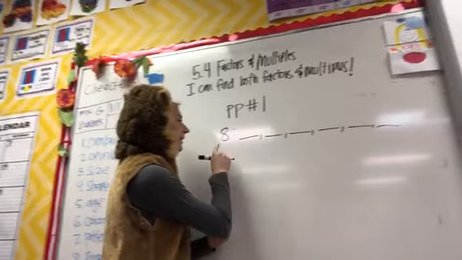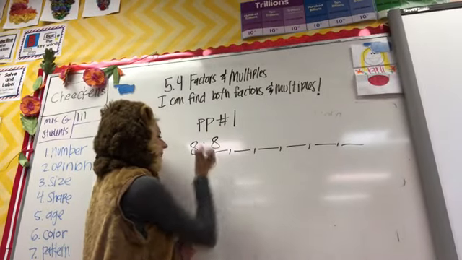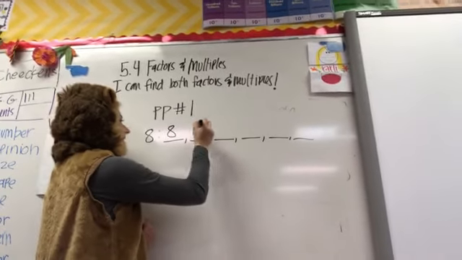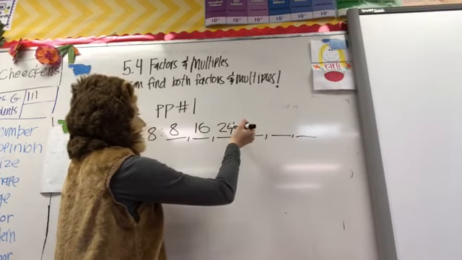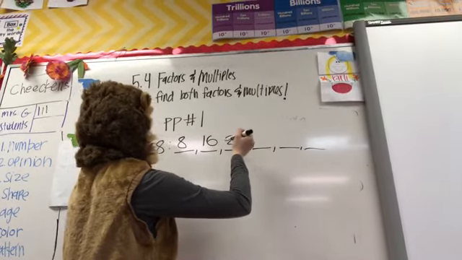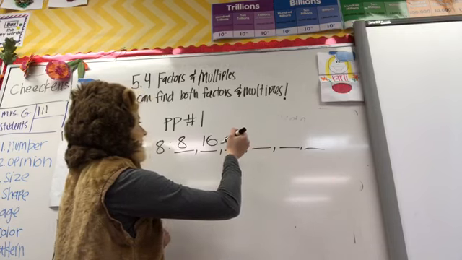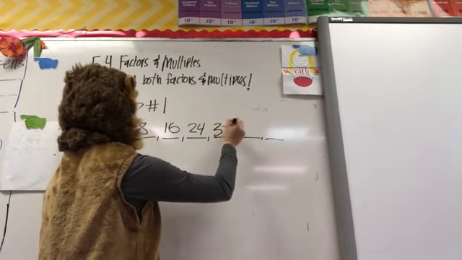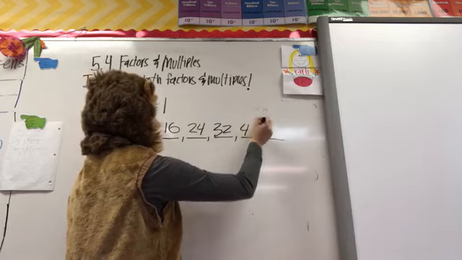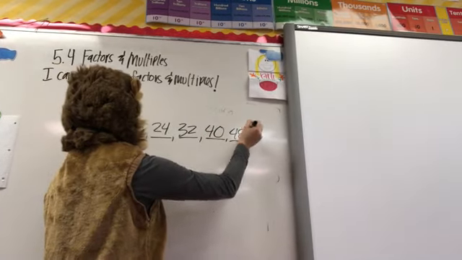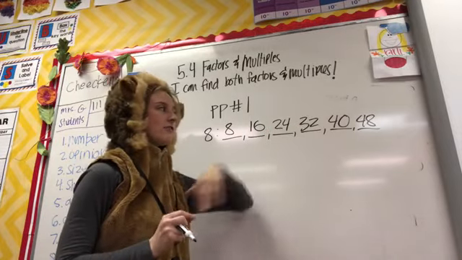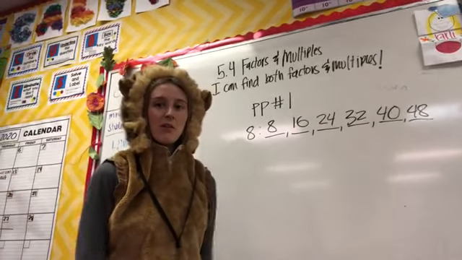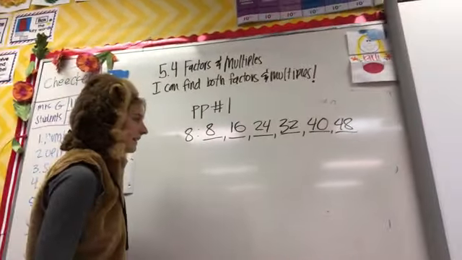Key here, you always have to start with 8 times 1. So the first one always has to be 8. Then 8 times 2 is 16. 8 times 3 is 24. 8 times 4 is 32. 8 times 5 is 40. And 8 times 6 is 48. Okay? So we have 8, 16, 24, 32, 40, 48. Woo! All right. Okay.